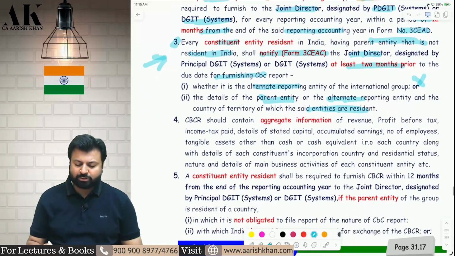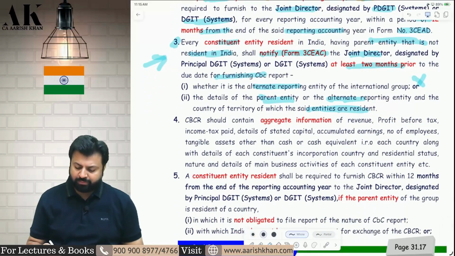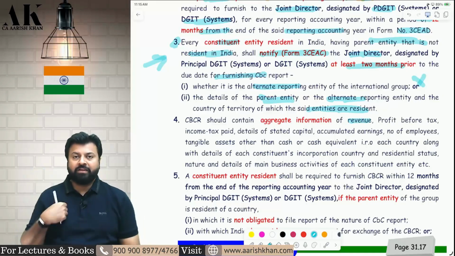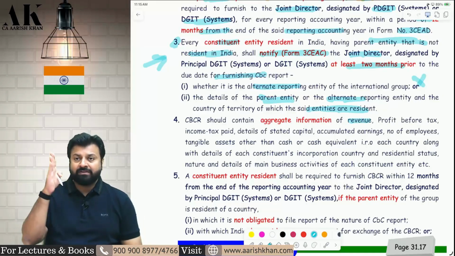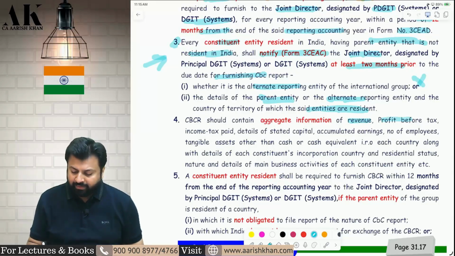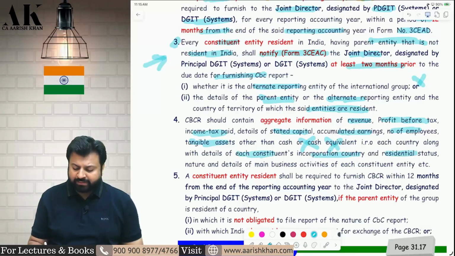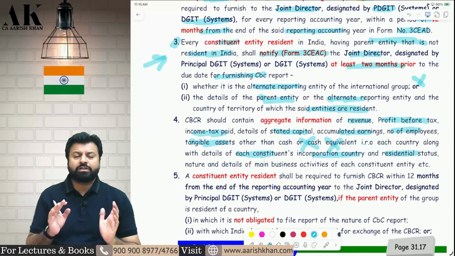Now, what does CBCR actually contain? CBCR will contain the following information. CBCR will contain the information of revenue, country-wise revenue. If Reliance Industries has 200 subsidiaries, we need to give details of all 200 subsidiaries' revenue. Country by revenue, country by profit before tax, country by income tax details, capital, we have to give accumulated earnings, we have to give the number of employees, we have to give the details of tangible assets other than cash and cash equivalents, we need to give the country of incorporation, the residential status, etc. All this information we have to give in CBCR.